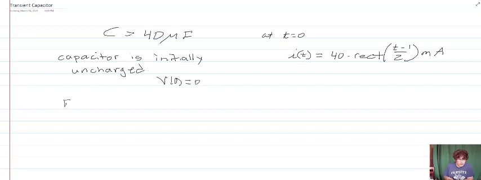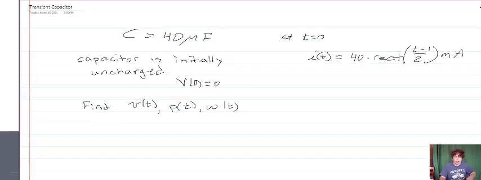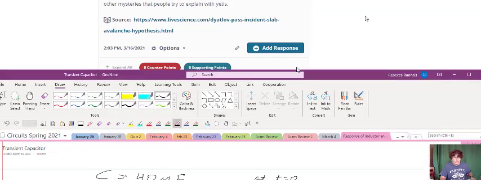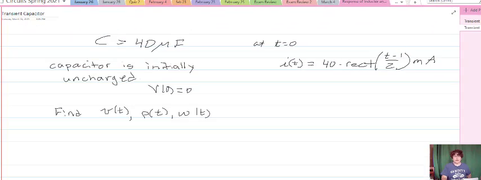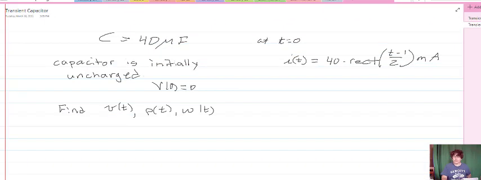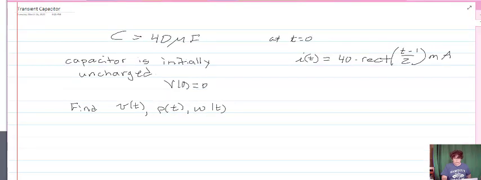And our goal is going to be to find V of t, P of t, and W of t. So notice we are looking for functions. We're not looking for the value of the voltage at some particular time, or the energy or the power at some particular time. We're looking for an expression that will show us the power and the energy at all times. All right.